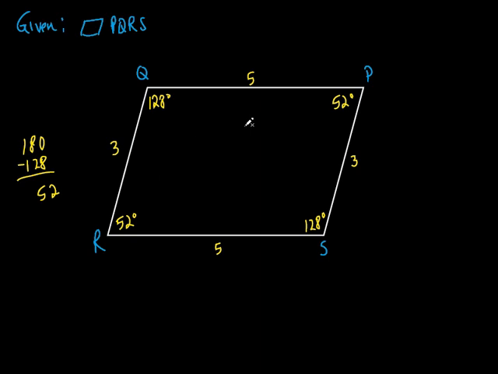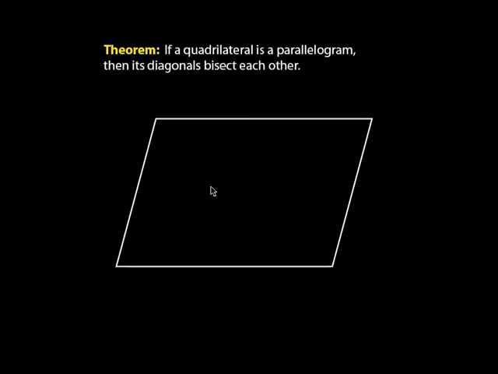All right, they're going to be a little more difficult because they're going to put some values for X and Y and all that kind of stuff, but that's just a real simple little example just to show you how to find some missing angles and missing sides. Let's take a look at another theorem.